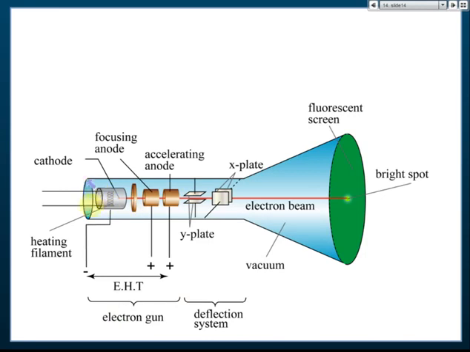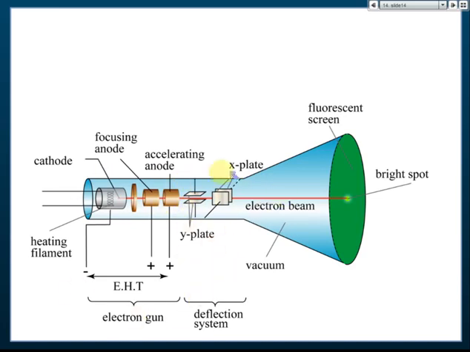So from here, from the heating filaments to this accelerating anodes, this is the electron gun. The function of the electron gun is to produce this cathode ray, a beam of cathode ray. The red one, this one is the cathode ray. This electron beam is the cathode ray. So the function of the electron gun is to produce a cathode ray.